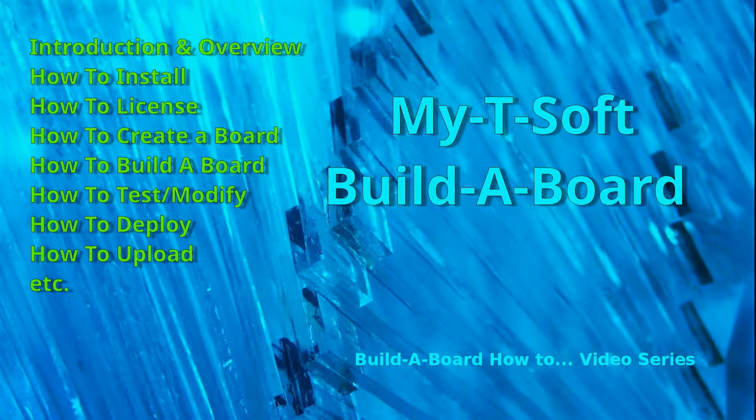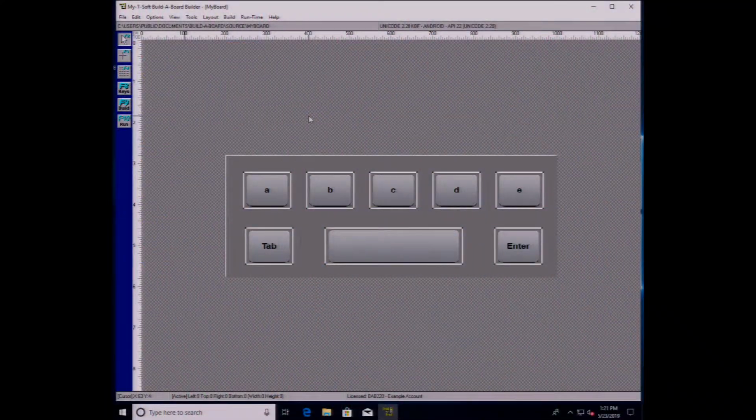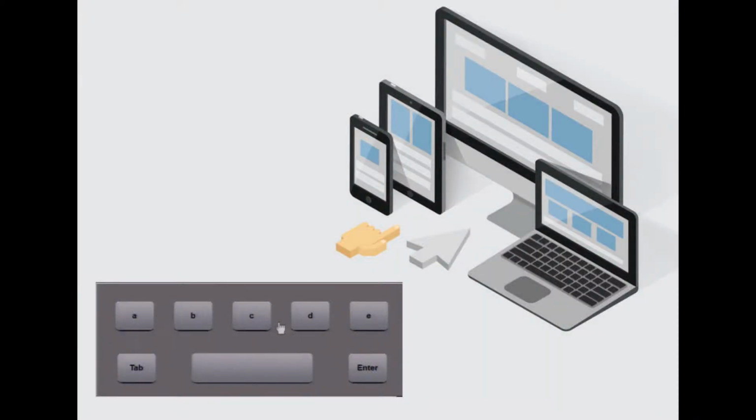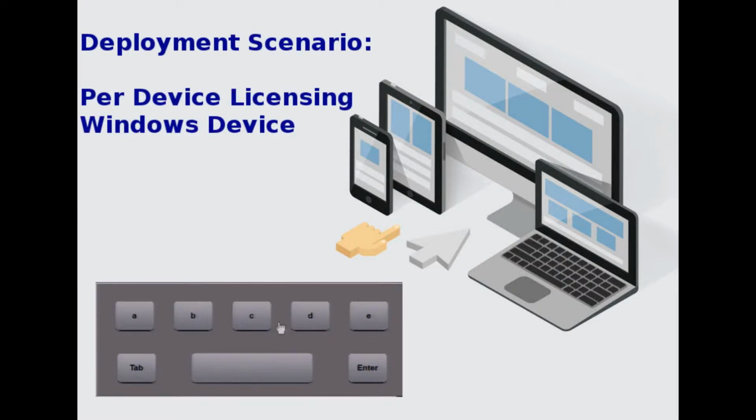This is the How to Deploy a Board video, the sixth video in the Build-A-Board How-To video series, after the How to Test Modify a Board video. Now that we've got our board tested and it is ready to go, we are ready to deploy this board onto our target device. In this video, we will be focusing on a per-device license approach for a Windows target.